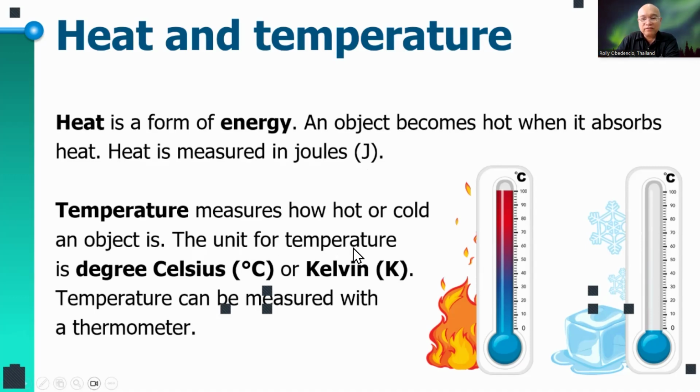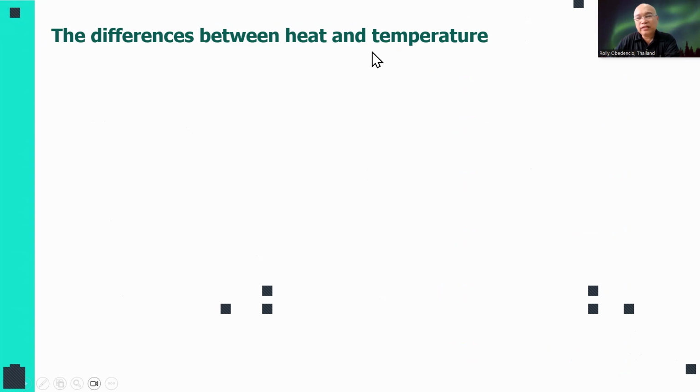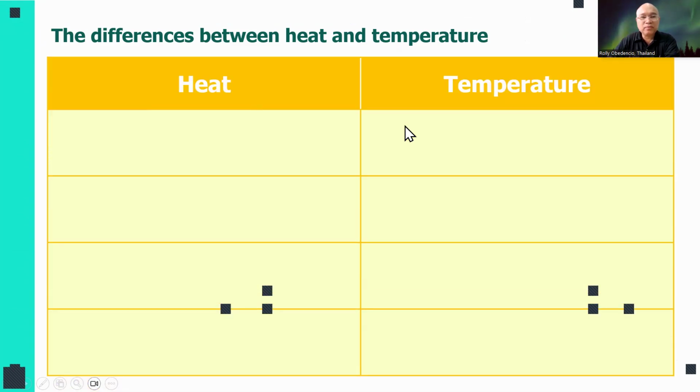Now, the unit of temperature is degrees Celsius. This is the sign, or Kelvin. Temperature can be measured with a thermometer. You see there on the right side. And so, the difference between heat and temperature here, let's compare the two.